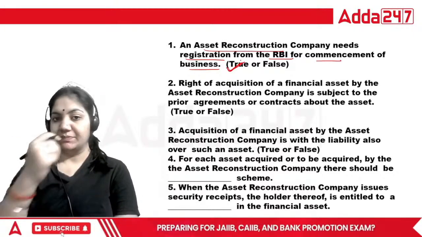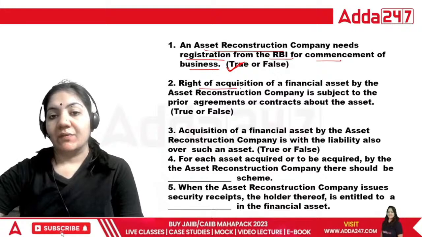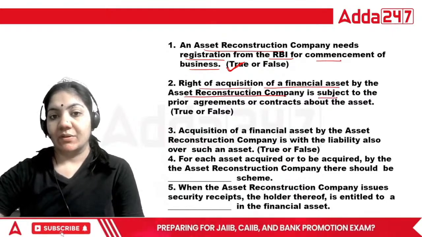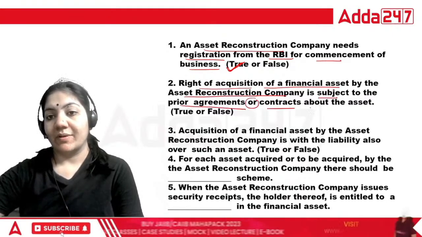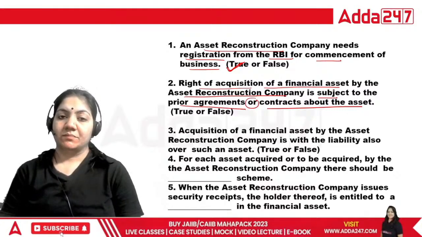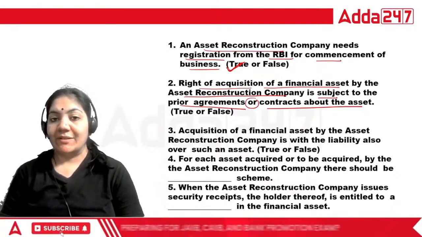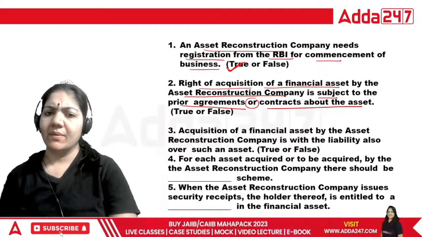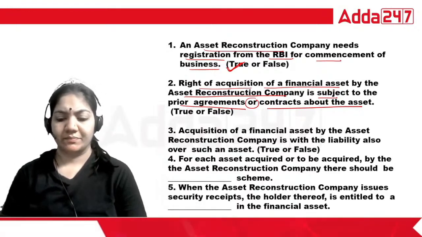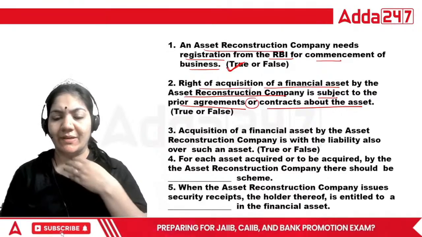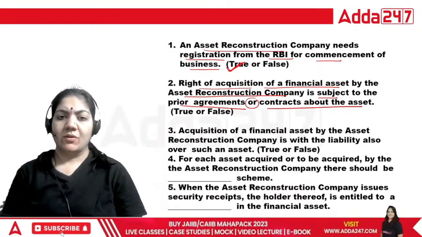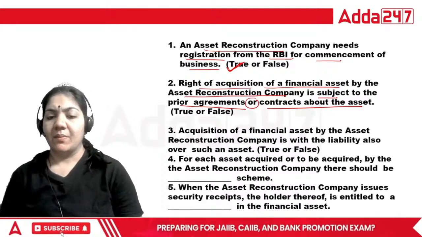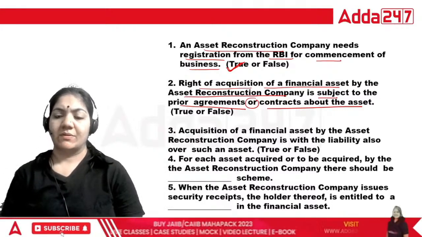Right of acquisition of financial assets by ARC company is subject to the prior agreement or contract about the assets. That is right or wrong? Tell me, class. Right of acquisition of financial assets by the ARC company is subject to the prior agreement or contract about this one.